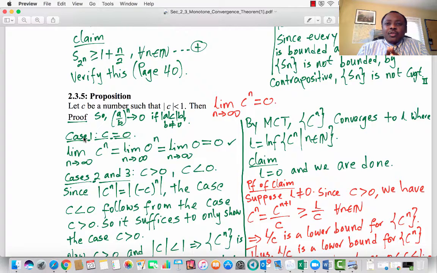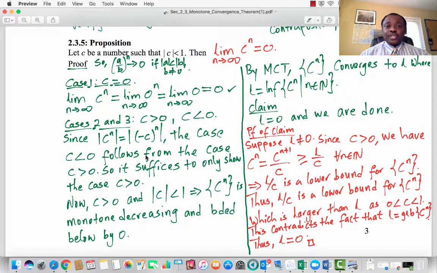Proof. We shall look at a couple of cases. The first case, when c equals 0; the next case, when c is less than 0; and then when c is greater than 0. Case 1: c equals 0. If that is the case, then the limit as n approaches infinity of c to the n equals the limit as n approaches infinity of 0 raised to the power n, and that simply equals the limit as n approaches infinity of 0, which is 0. And we're done.